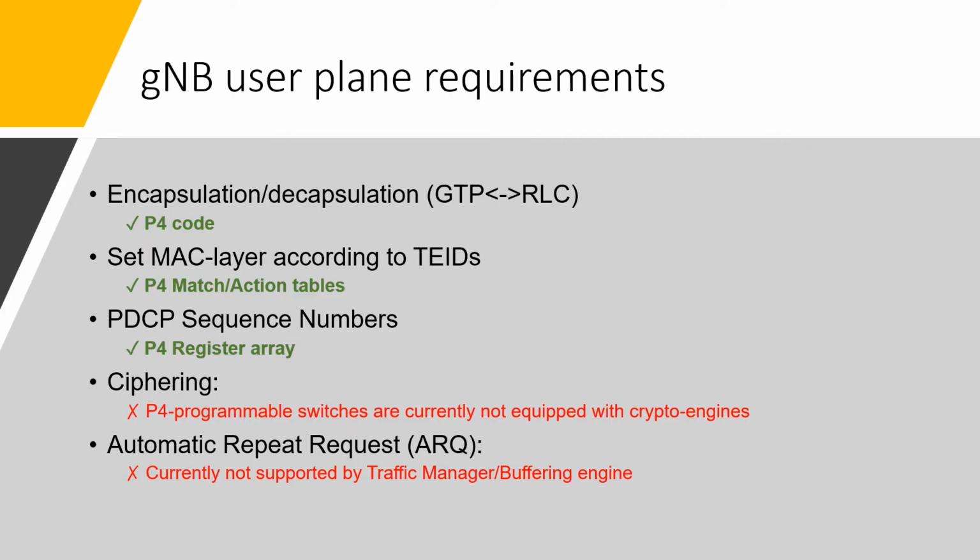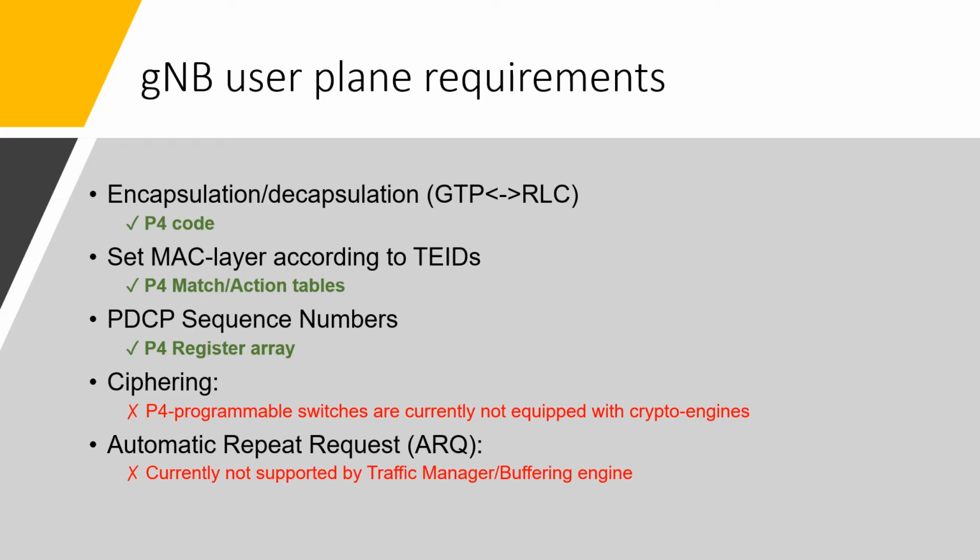First of all, let's talk about the gNB user plane requirements. The transition between the uplink GTP and the downlink RLC packets has to be done with encapsulation or decapsulation, which can be easily written down in the P4 code. The GTP tunnel endpoint ID determines the transfer bearer, so we have to set the underlying MAC layer accordingly, which can be implemented with match action tables in P4.